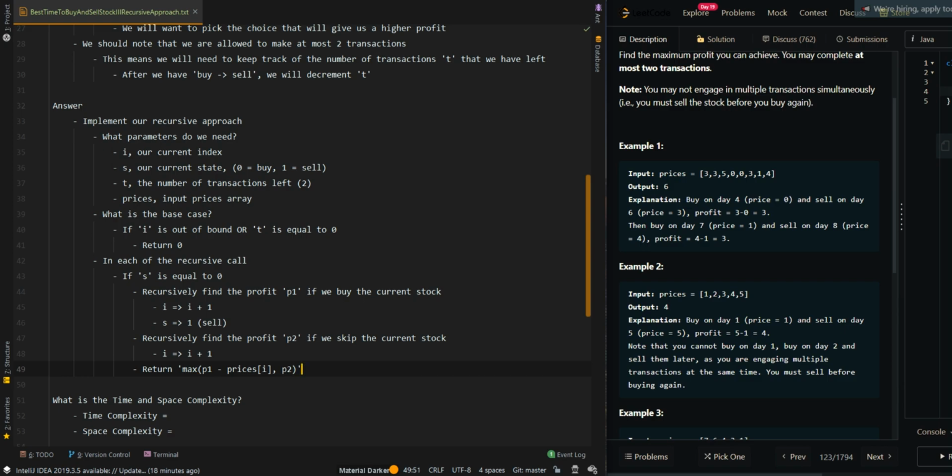And then we return the maximum amount between buying the current stock or just skipping the current stock. We want to return the higher profit.